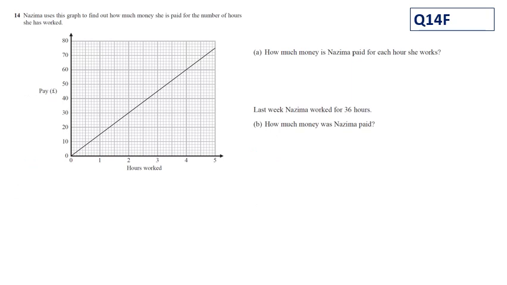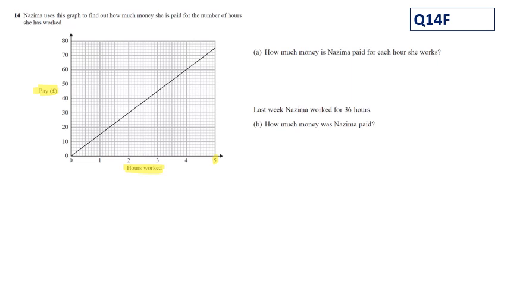Okay, question 14. Nazima uses this graph to find out how much money she is paid for the number of hours she has worked. And below that we have a graph. Question A. How much money is Nazima paid for each hour she works? If we look at the graph in a bit more detail, we can see that the x-axis represents the hours worked, and the y-axis represents pay. And if you look at the very end of the x-axis, we can see that it goes up to 5 hours. We can use this value of 5 hours and read the amount of pay she gets for 5 hours.